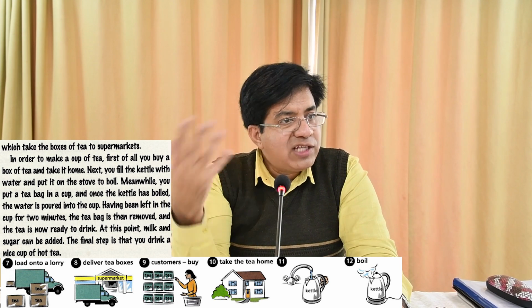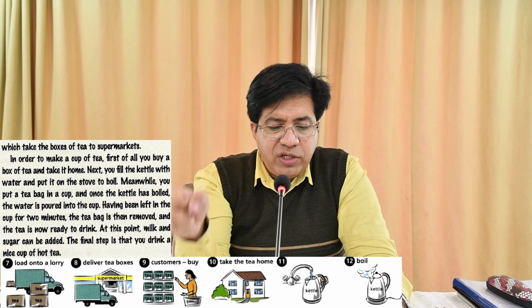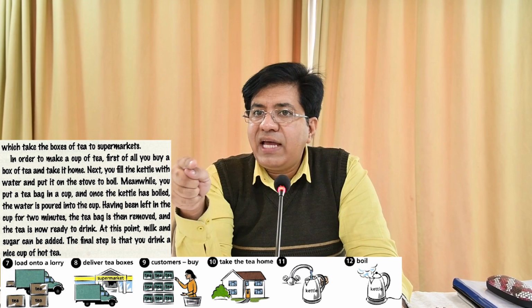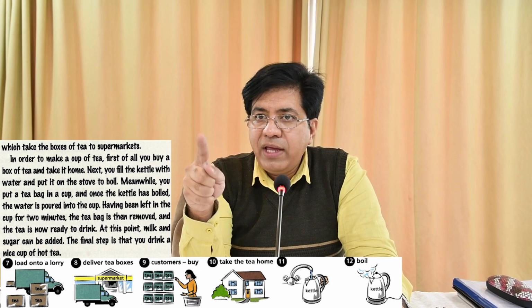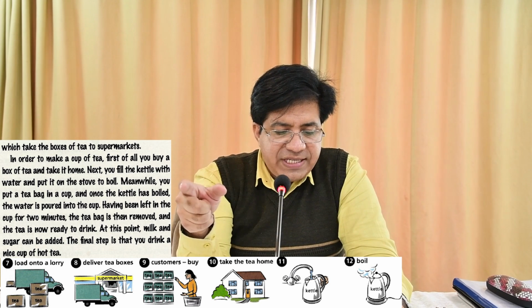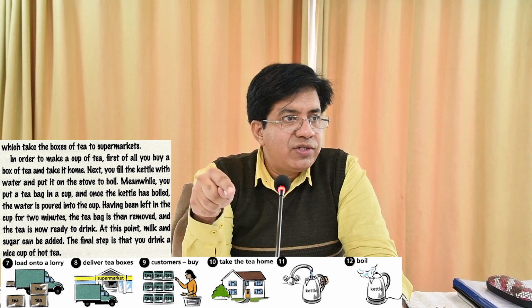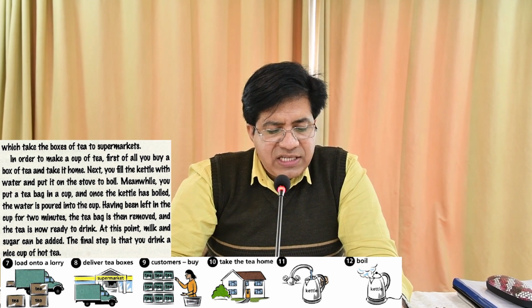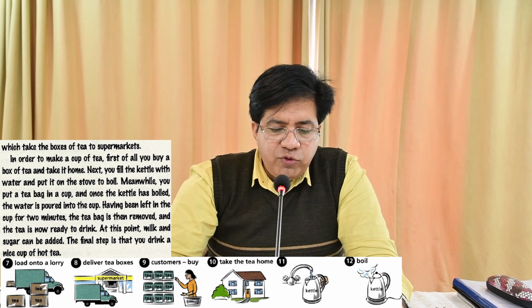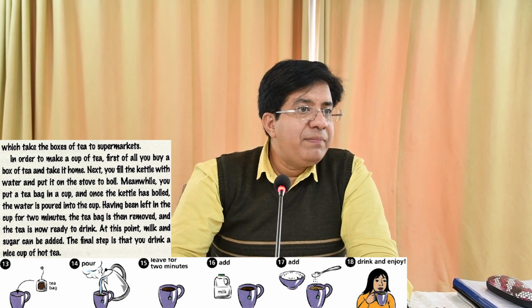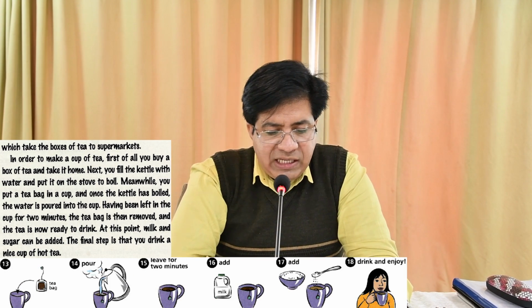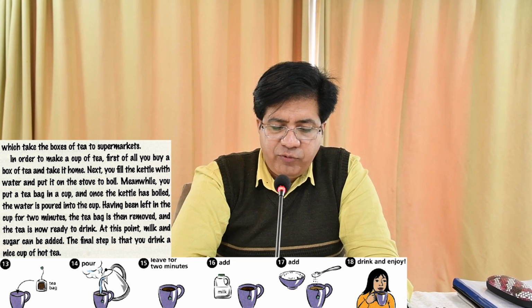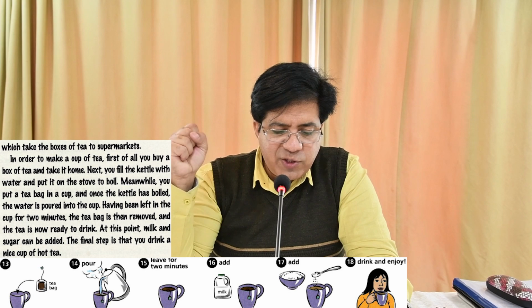Now, the next paragraph about making tea. In order to make a cup of tea, first of all, you buy. For customer, they are using the word you. Okay, you buy a box of tea and take it home. Next, now you can see the procedure next, comma. You fill the kettle with water and put it on the stove to boil. Meanwhile means you do something else. Meanwhile, you put a tea bag in a cup, and once the kettle has boiled, the water is poured into the cup.